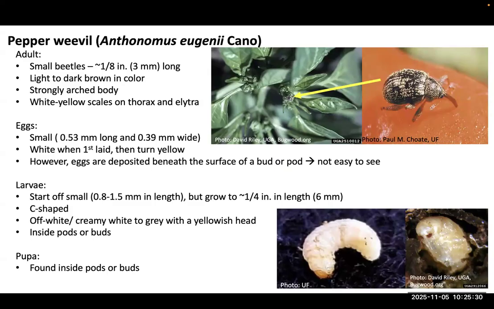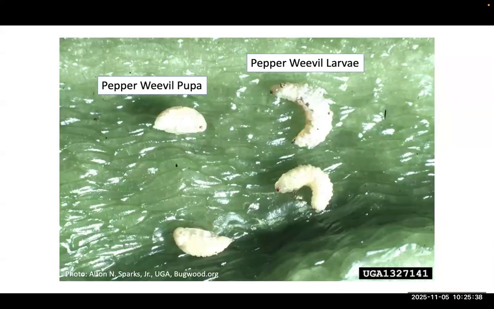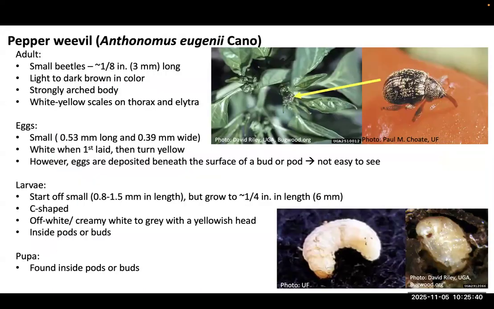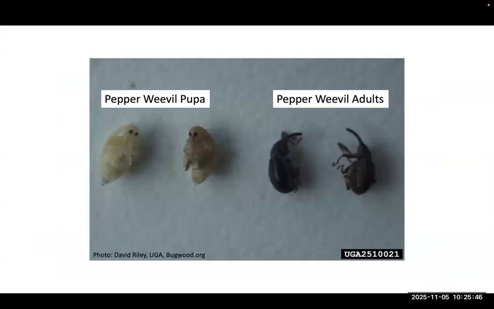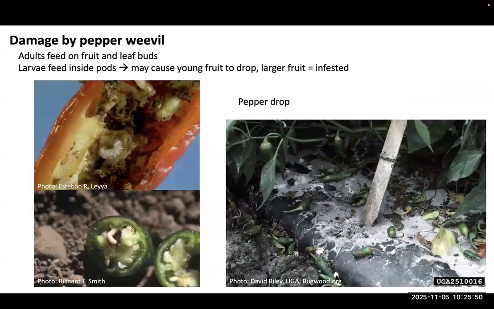Larvae are C-shaped, grub-like guys. And then the pupa, you can find those found inside the pods or buds. So you're not really going to see those. There's one of the pepper weevil emerging from the pepper, but here's the pupa and the larva from inside the pepper. Some more photos. These guys feed on fruit and leaf buds. The larvae feed inside the pods, which can cause the young fruit to drop.